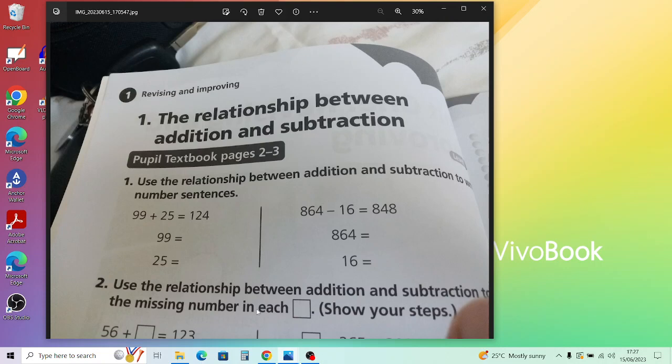So 99 plus 25 equals 124, and the relationship is just that, showing you 124 take away 99 will be 25, and 124 take away 25 will equal 99. So they show the relationship between the three numbers, and the same for the next question.